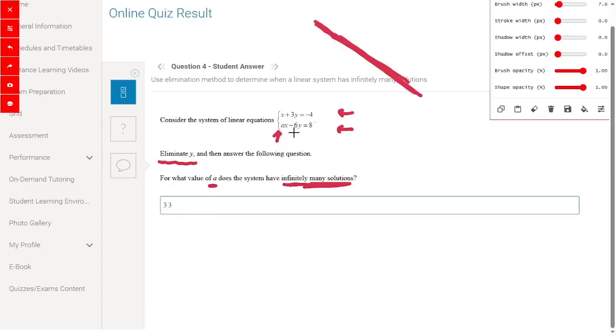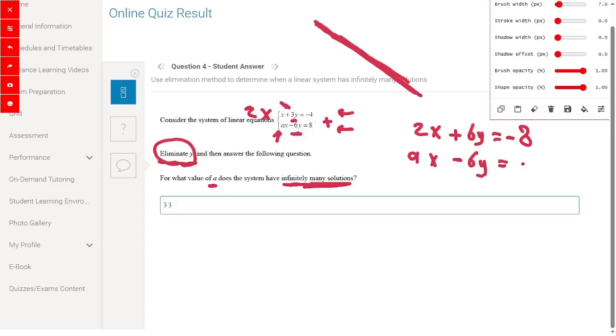Now we are asked to eliminate y. So we have minus 6y and 3y. I can eliminate y by adding these two equations together. But to eliminate y, the coefficient of y here has to also be 6. So what to do? We have to multiply this equation by 2 on both sides. So I have 2x plus 6y equals minus 8. And the other equation is ax minus 6y equals 8.